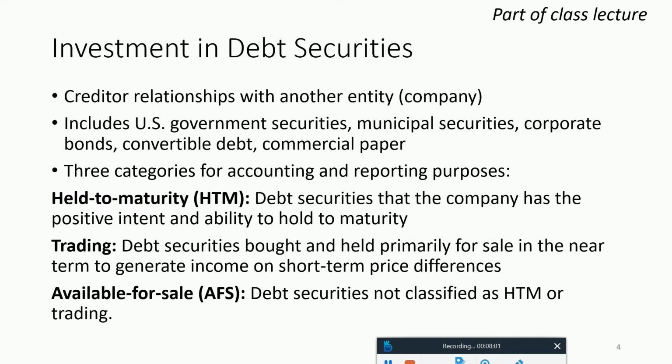The second type is a trading security, and those are debt securities that are bought and held primarily for sale in the near term, and the reason that is happening is because the company thinks that they can generate income on short-term price differences. And then finally, we have the third category, which is called available for sale, sometimes known as AFS. Those are securities that basically don't fall into the classification as either held to maturity or trading.